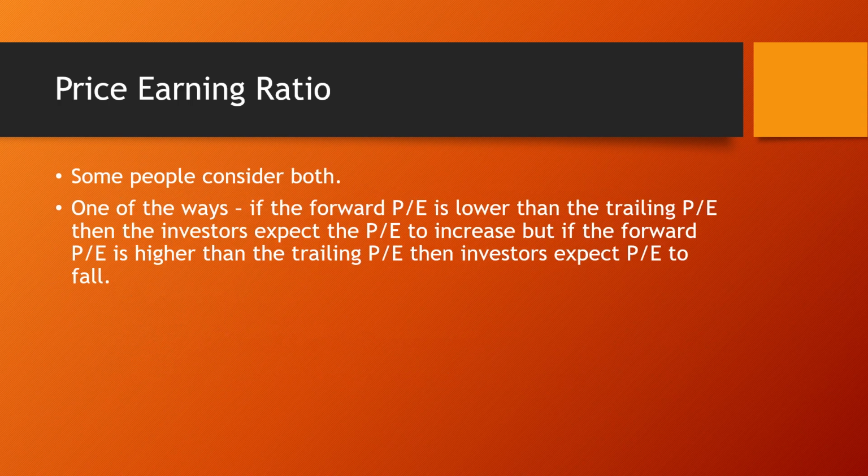Some of the investors consider both. What they do is compare the forward price earning and the trailing price earning. If the forward price earning is lower than the trailing price earning, then the investors expect that the price earning would increase. But if the forward price earning is higher than the trailing price earning, then the investors expect that the price earning would fall.